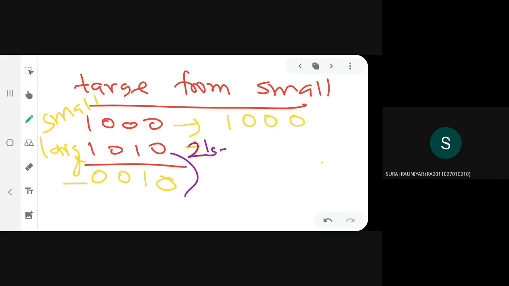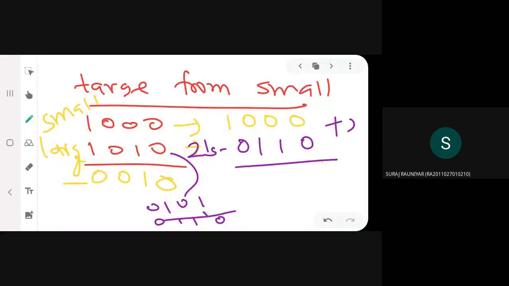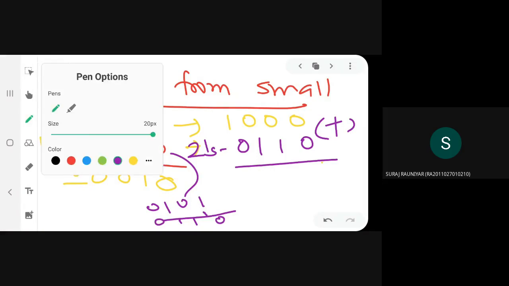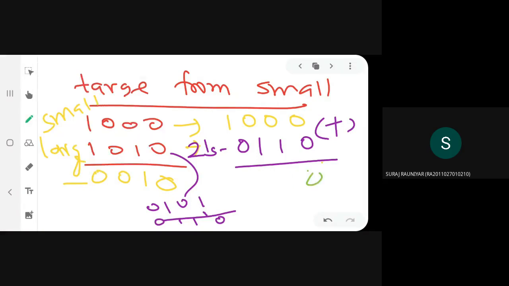2's complement is 0, 1, 0, 1. If you add 1 to it, then 1, 1, 0. Same way, 0, 1, 1, 0. That is the 2's complement. Then again, you will be adding it. So what is the answer that you will be getting? 0, 1, 1, 1. So this is the answer.